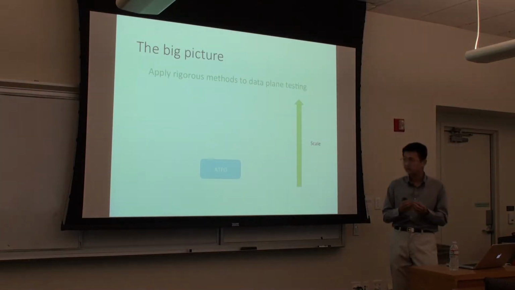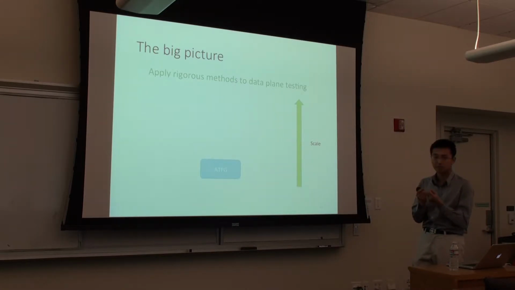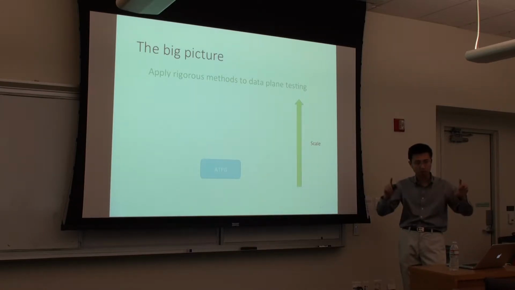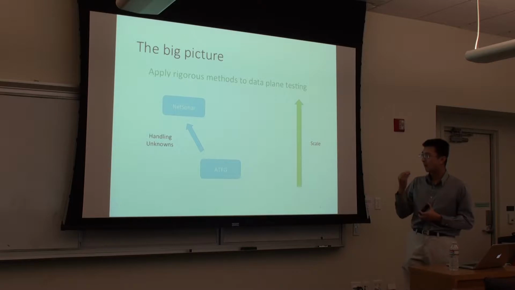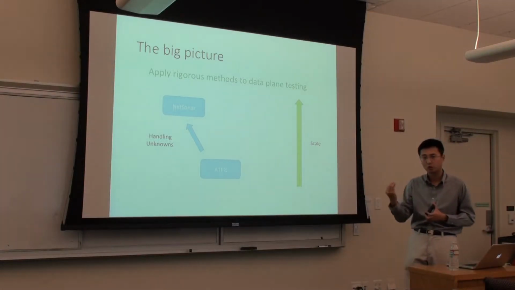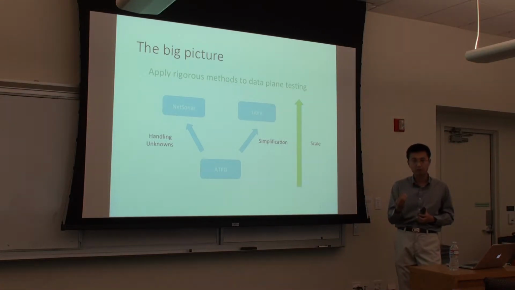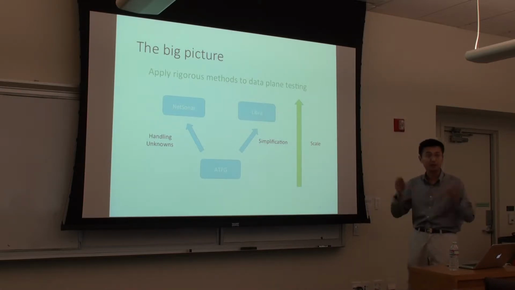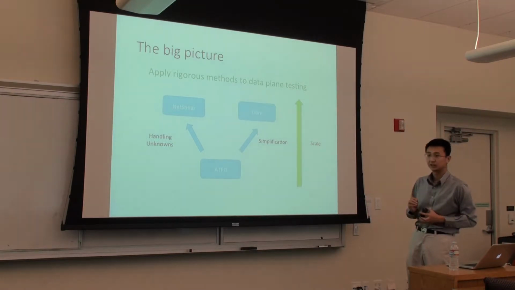But this talk is really more about the system design. It's about how to apply rigorous methods to data plane testing. We start from ATPG, which sets the foundation with a rigorous model for data plane testing and coverage. And then NetSonar enhances ATPG by handling the unknowns in the data plane with gray box testing. And then finally, Libra takes an alternative method by simplifying ATPG's model to achieve even larger scale in the data center network. So I will describe these three tools later.